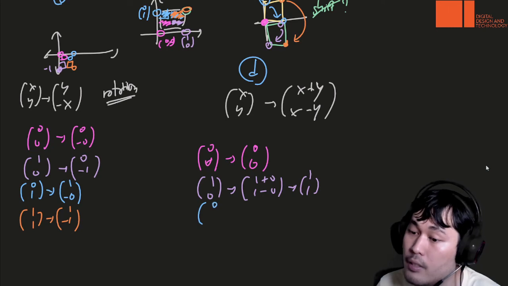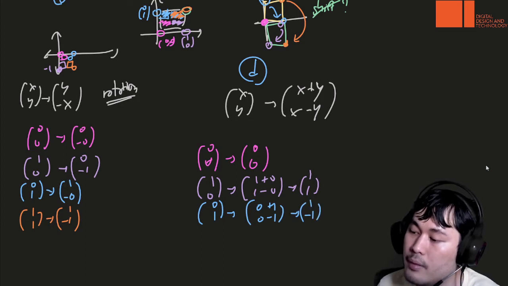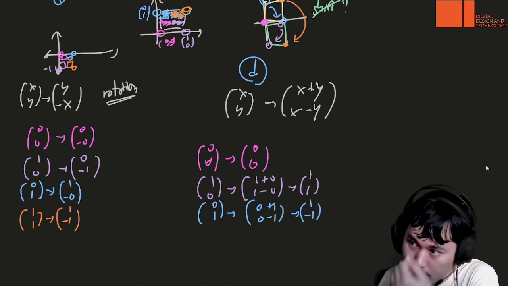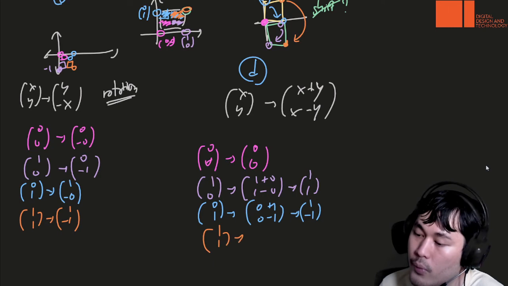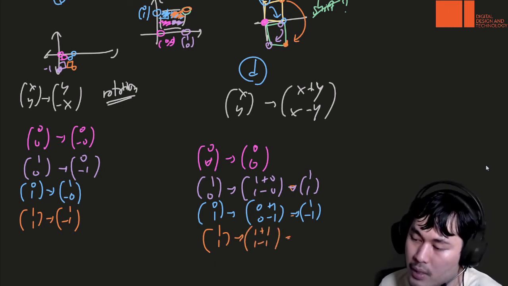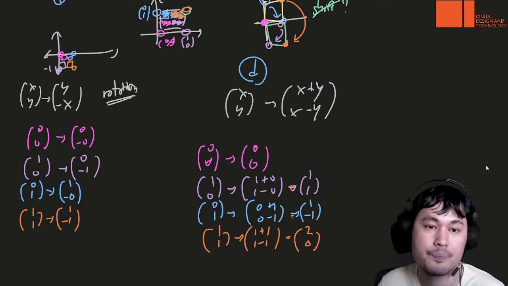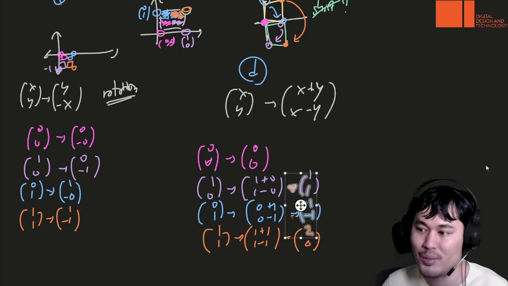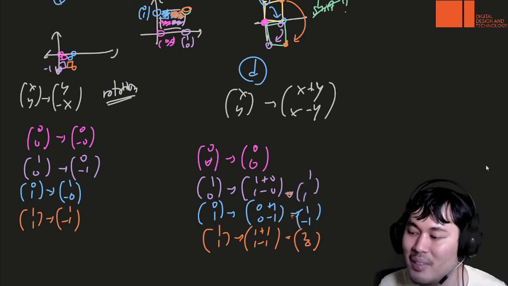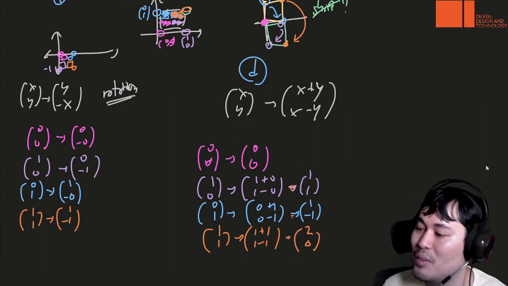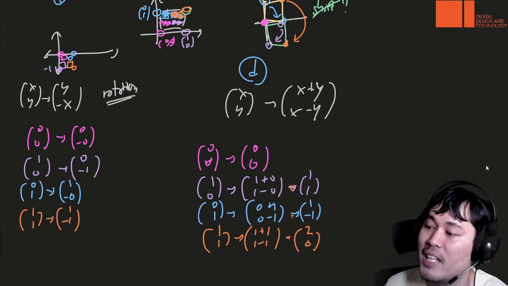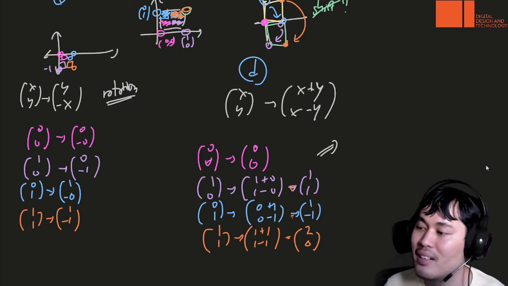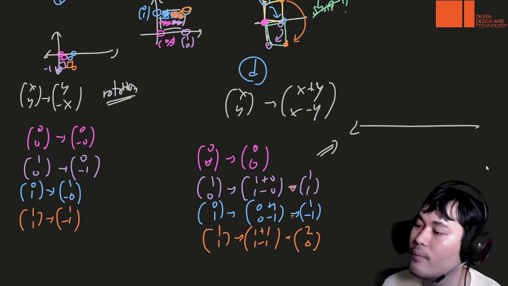If you start at 0, 1, you get 0 plus 1, 0 minus 1. So that becomes 1 and minus 1. And lastly, if you start at 1 and 1, you get 1 plus 1 and 1 minus 1, which is 2 and 0. Now that looks weird. But if you actually plot this out, you will see that it's something you can understand and describe.